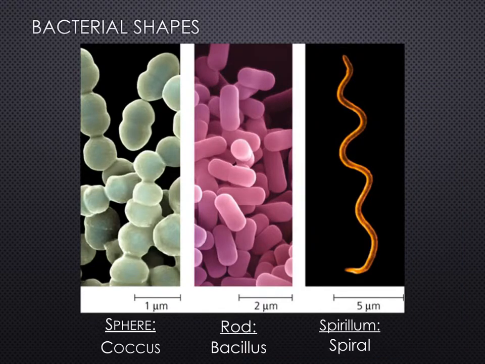Bacteria typically come in one of three shapes, and that's all we're going to need to know. There are some exceptions to this, but the three that we will need to know are the same picture that you see on your sheet. The first one on the left is the sphere shape. So these are bacteria that come in a sphere-like shape, and we call those coccus.